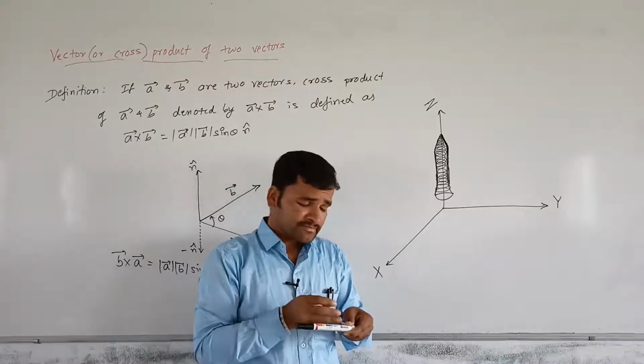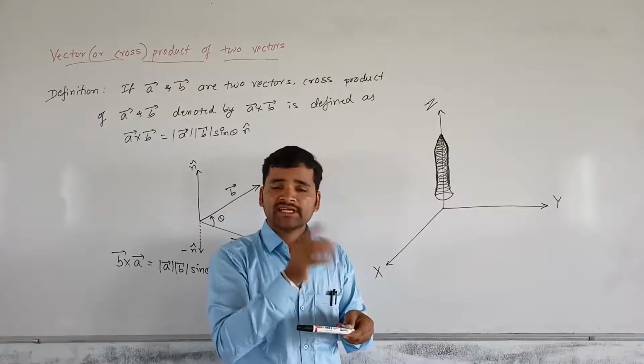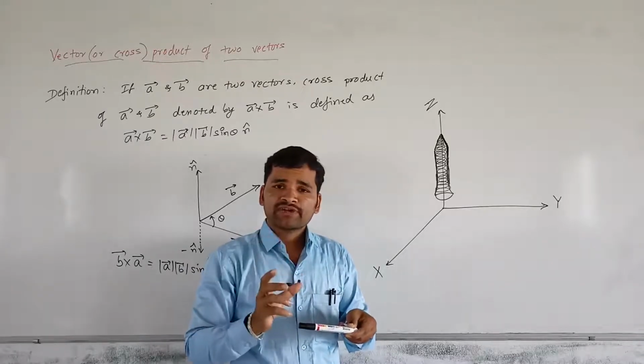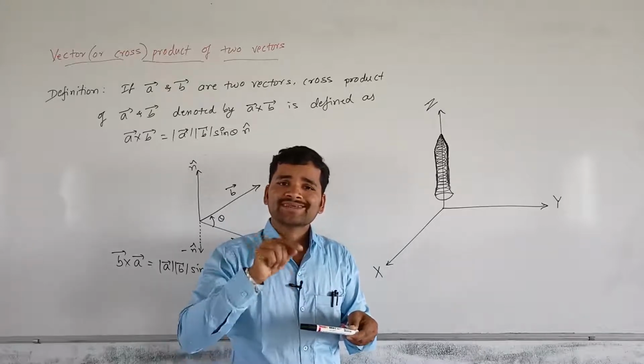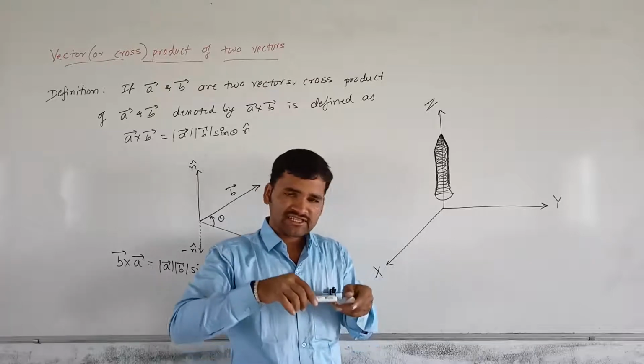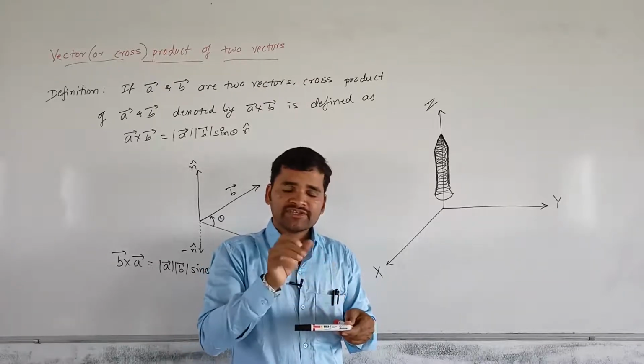That means the bolt which is moving will have a magnitude, the magnitude of vector A into magnitude of vector B into sin theta. What is theta? Theta is the angle between these two vectors, that means these two spanners. It will have its magnitude. And which direction is it?